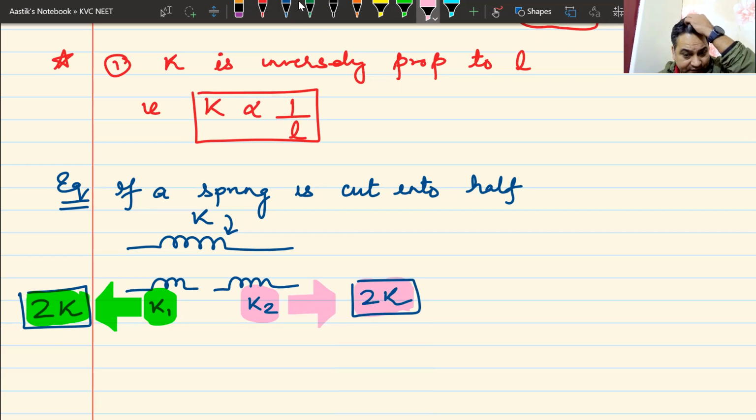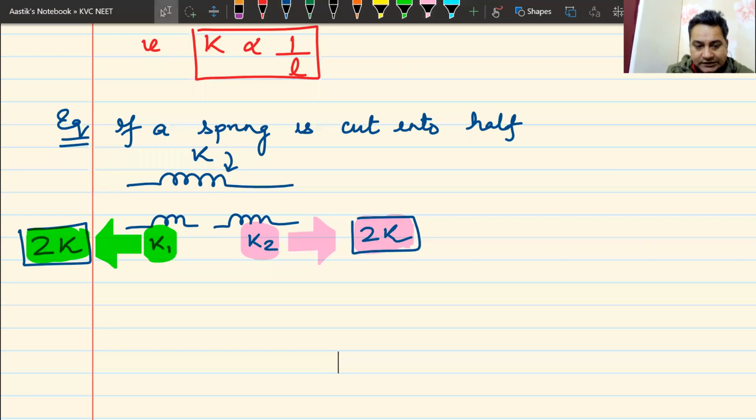Will you remember this, everyone? Can I have some raised hand that we understand this? Yes, sir. Spring constant is inversely proportional to length. I'll give you a question on this. I hope you have noted this down. The question is pretty simple. You have to tell me this.